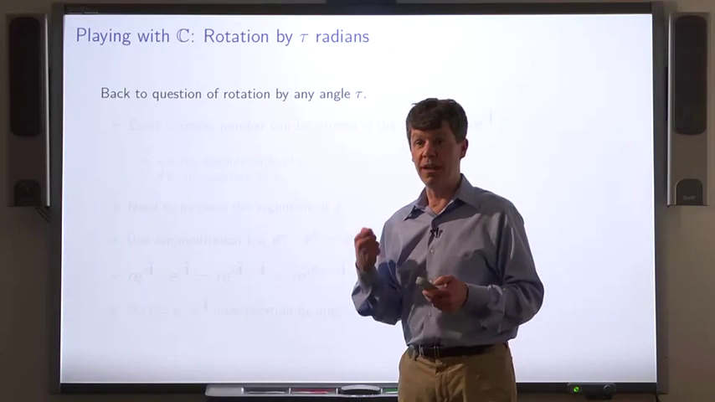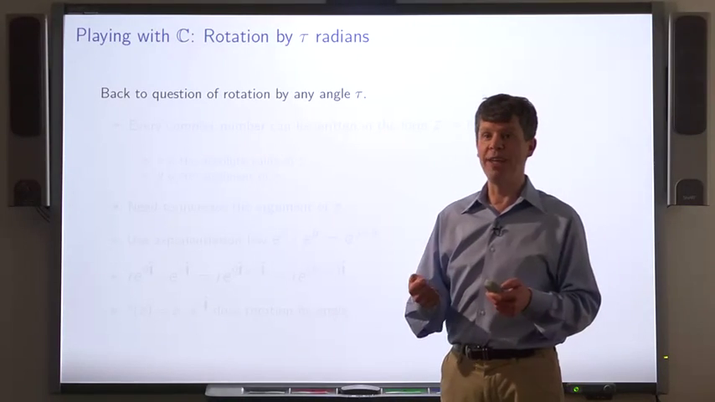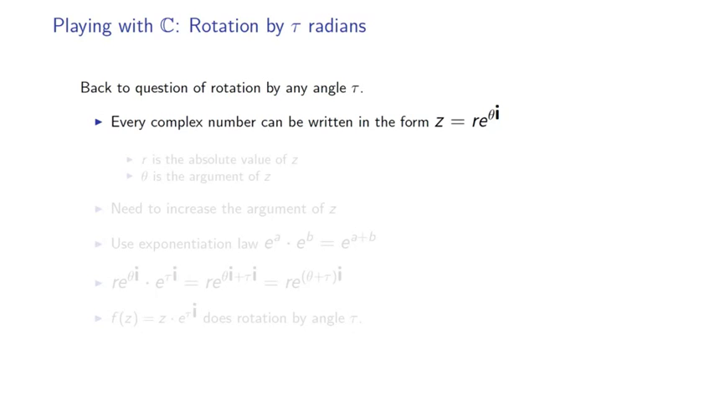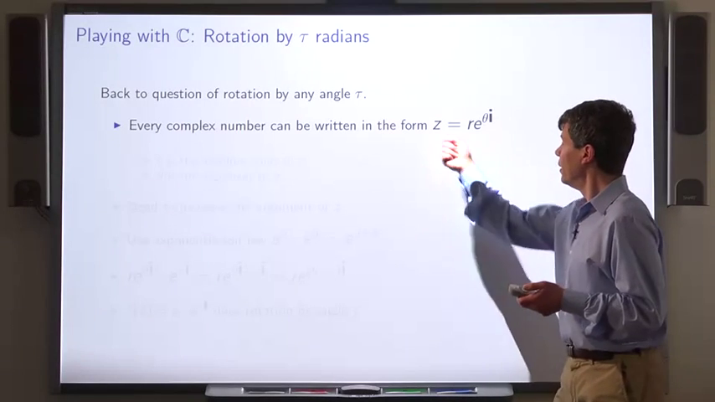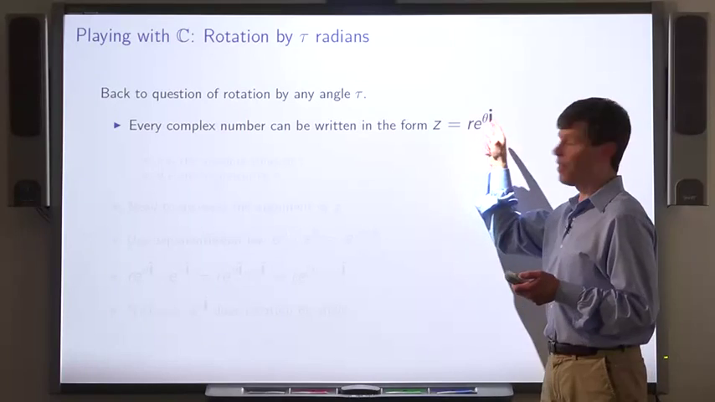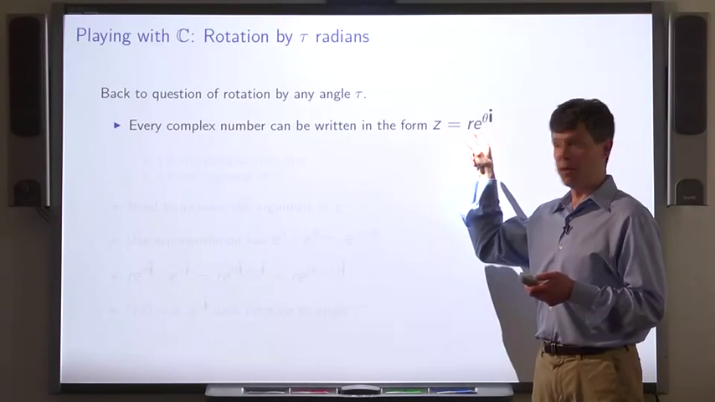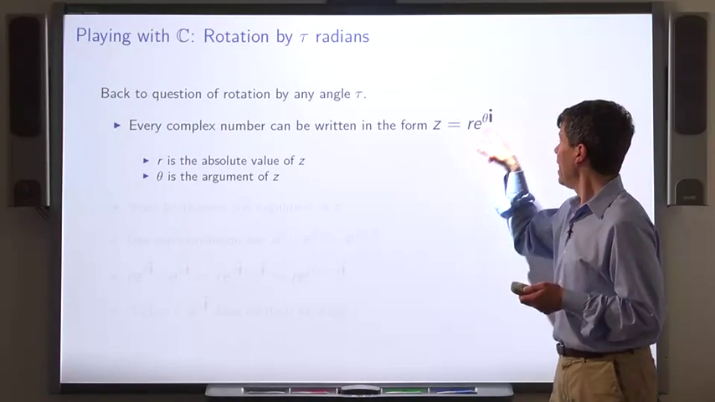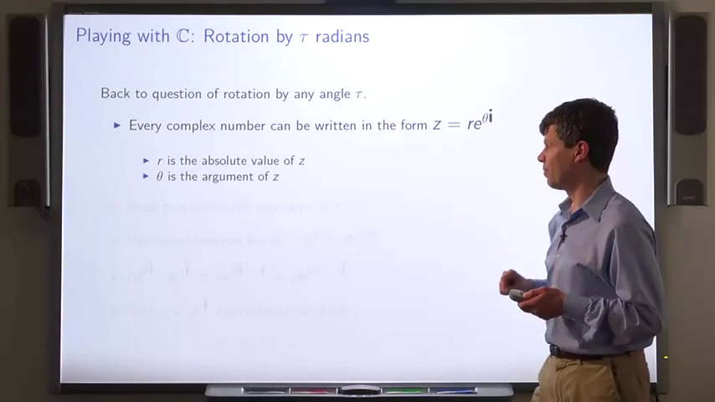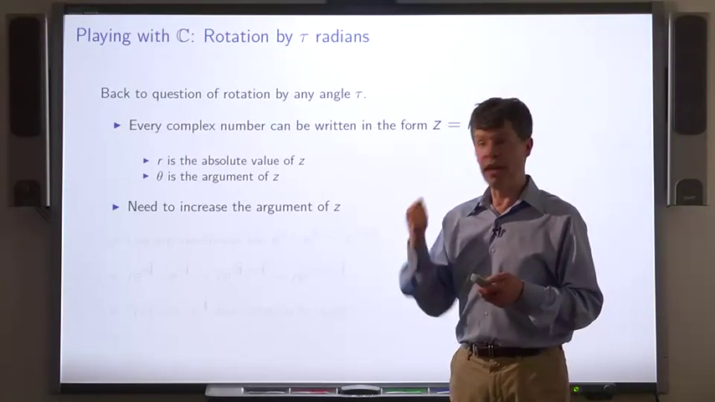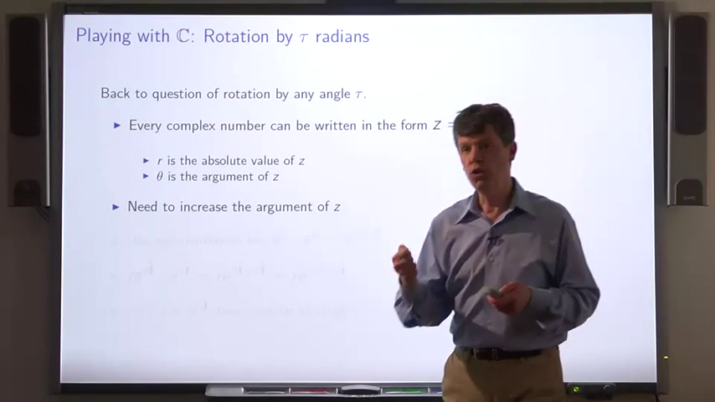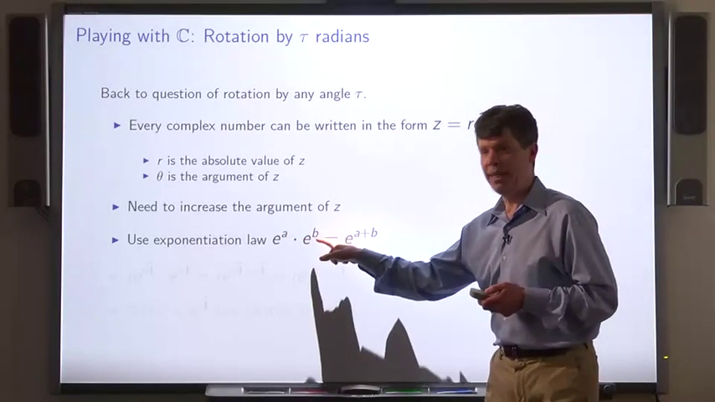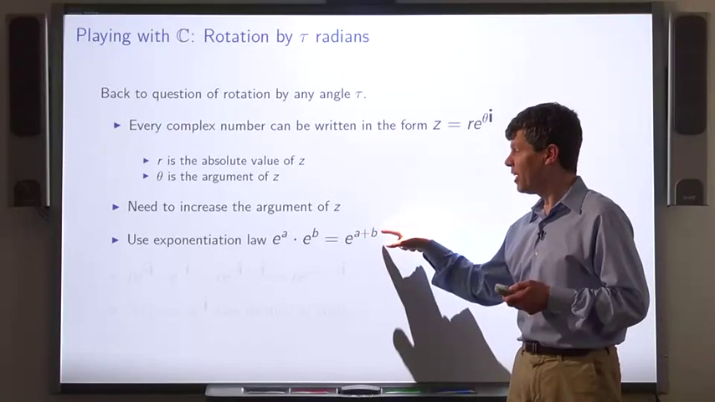Let's see how we can use Euler's formula to rotate points by any angle tau. Any complex number can be written in this form. z equals r times e to the theta i, where r is a real number, which is the absolute value of z, and theta is the argument of z. What we want to do is increase the argument of z. We'll use the exponentiation law. e to the a times e to the b is e to the a plus b.